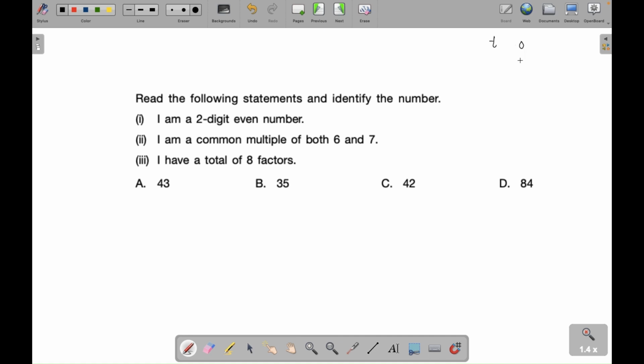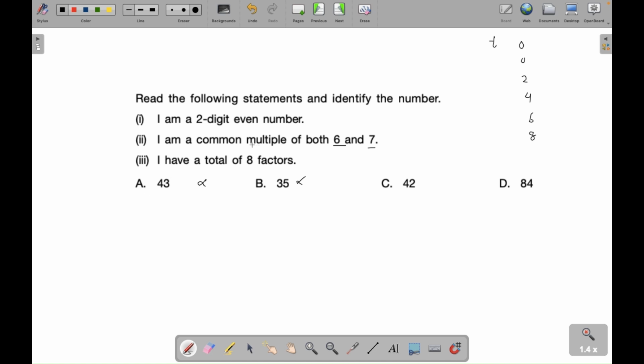So the units digit must be either 0, 2, 4, 6 or 8, right? Which of the options has an even number as its ones digit? Only C and D. So A and B are no longer the answer. Next: I am a common multiple of both 6 and 7, right?